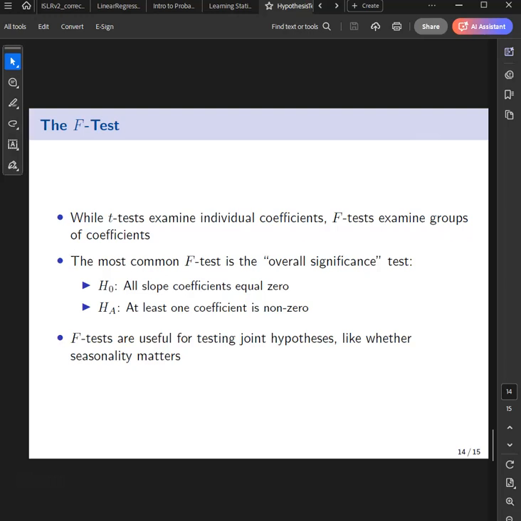While t-tests examine individual coefficients one at a time, F-tests allow us to examine groups of coefficients together. The most common F-test is the overall significance test, where the null is all slope coefficients equal 0, and the alternate is at least one coefficient is non-zero. F-tests are particularly useful for testing joint hypotheses. For example, if we include quarterly dummy variables in a model, we can do an F-test to check whether the seasonality matters as a whole, rather than testing each quarter separately.